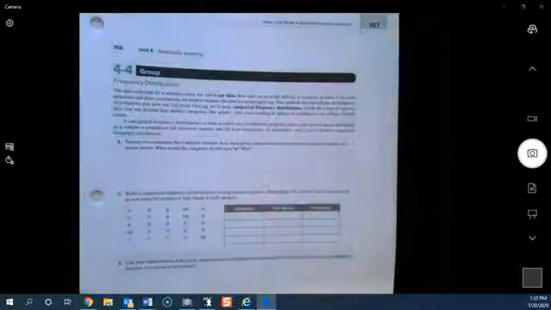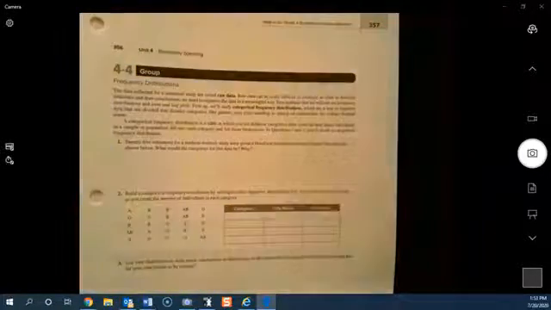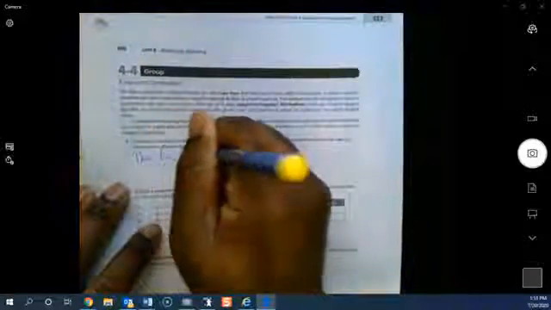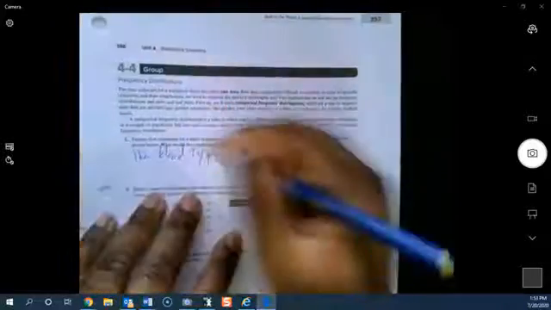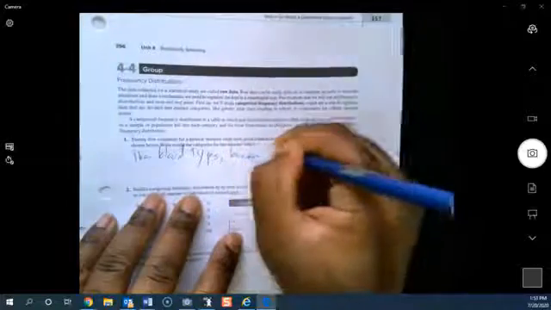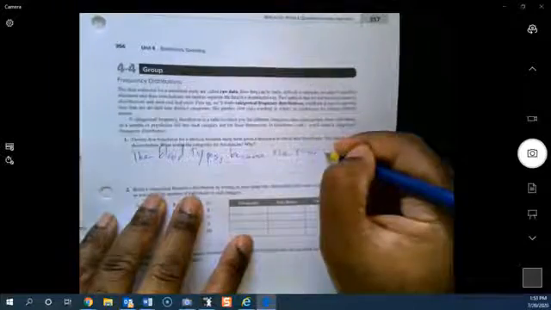Number 1, 25 volunteers for a medical research study were given a blood test to obtain their blood types. The data are shown below. What would the categories for the data be and why? Okay, it would be the blood types. And that's because the results can be categorized.